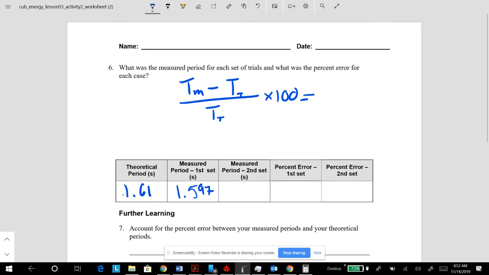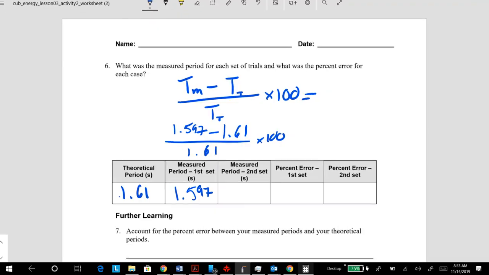And then it's going to ask you to do your theoretical set for the first one and then for the second one. Okay? So for my first one, my measured is 1.597 minus 1.61, divided by 1.61, times 100. So I'll do that right here.